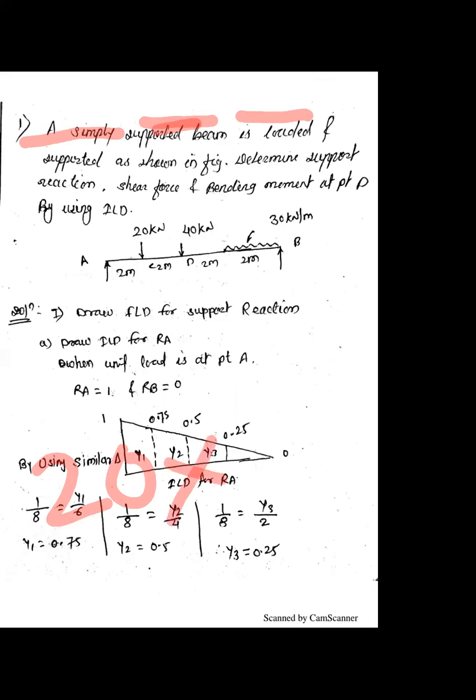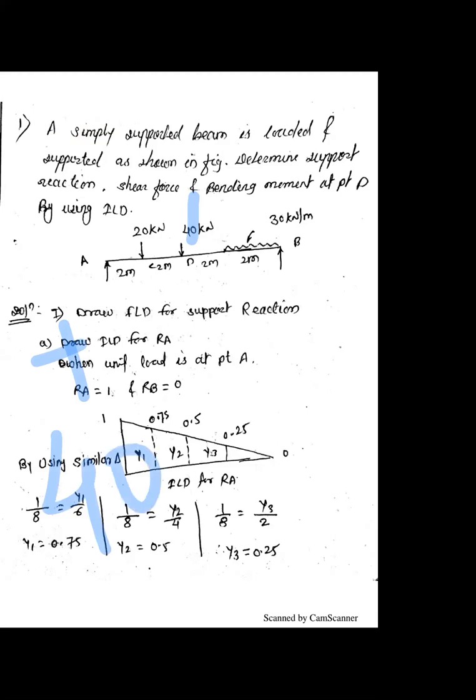20 into this is first load, and the coordinate of this force is here 0.75. Okay, so 0.75, this is the first term, plus the second term, this is 40. So here is 40 into its coordinate, this is coordinate 0.5. Okay, this is the second term, means load into coordinate.